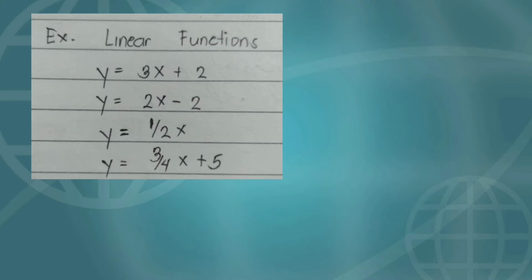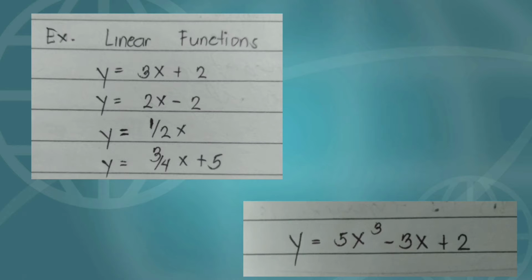Given these examples, notice that the highest exponent of the variables x and y is 1. If we are going to name the different types of algebraic expressions according to their degree, we call an expression of the first degree linear. Now examine another example, y is equal to 5x cubed minus 3x plus 2. Since its highest exponent is 3, we can say that it is not a linear function.